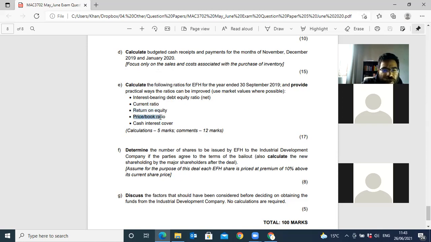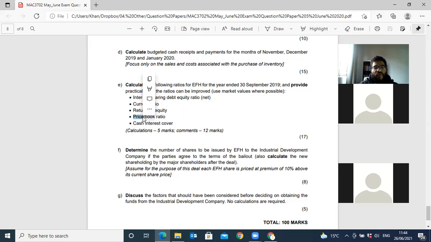Price to book ratio is to increase the share price, but how do you increase the share price? So remember, equity is hardly going to change, right? Equity is going to change by profits and dividends. So the book part of the ratio is net asset value. Net asset value is equity divided by number of shares. Okay, so that is net asset value per share. Price is the share price.